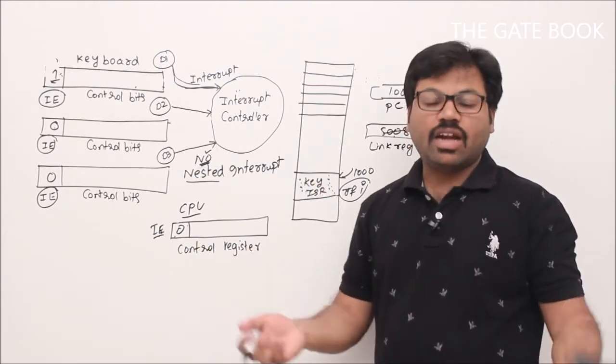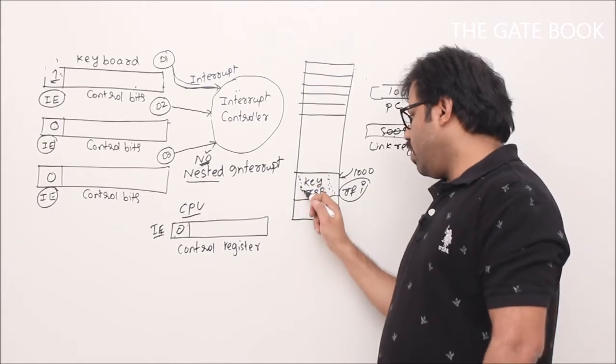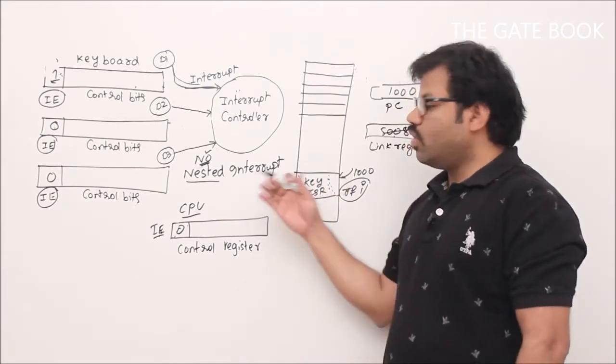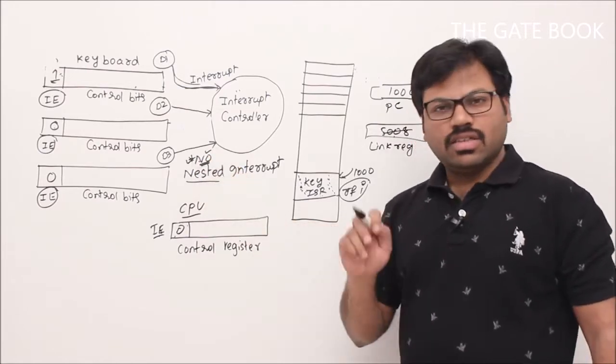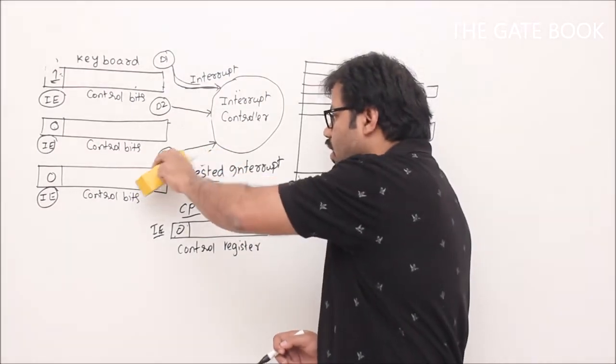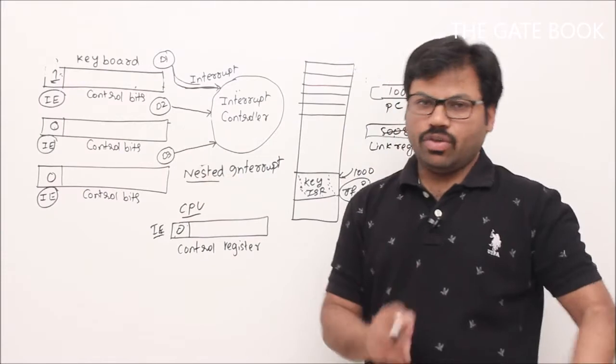Then other interrupts cannot be possible while you are executing your interrupt service routine. In that way, we can implement this kind of model. Sir, but I want nested interrupts, sir. If you want nested interrupts, what we can do, I will tell you.